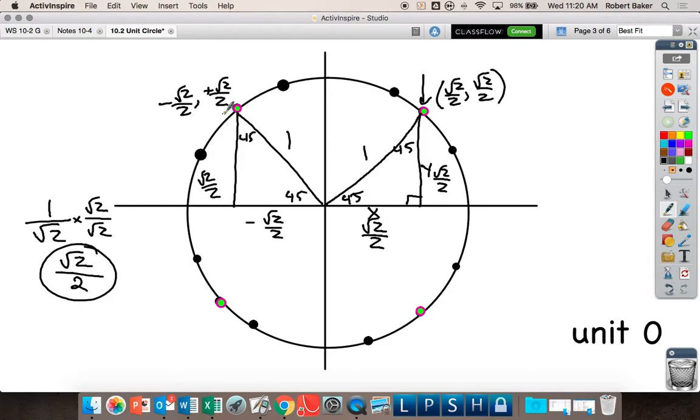So could you figure out what this coordinate location is? Both negatives. Negative square root of 2 over 2, negative square root of 2 over 2.